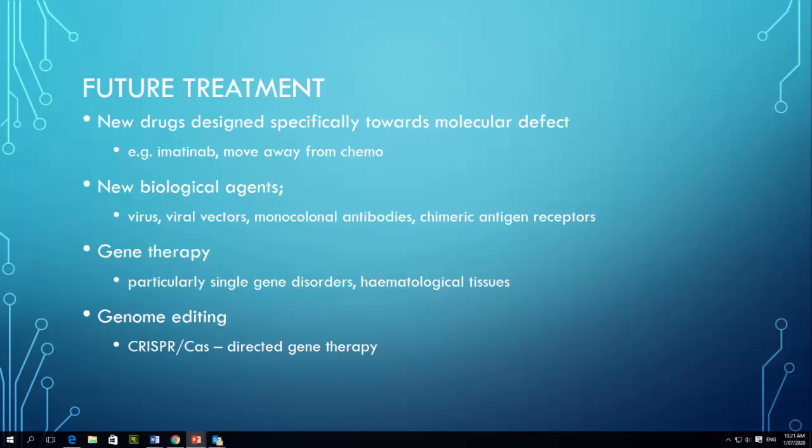There will also be experiments using, obviously, gene therapy, particularly for single gene disorders and some of the hematological tissues, and a lot of interest in genome editing using CRISPR-Cas9, which is a directed type of gene therapy. You get a small piece of RNA with a short guide sequence, and it attaches to a specific target sequence of DNA in the genome. And the RNA also binds to the Cas9 enzyme.